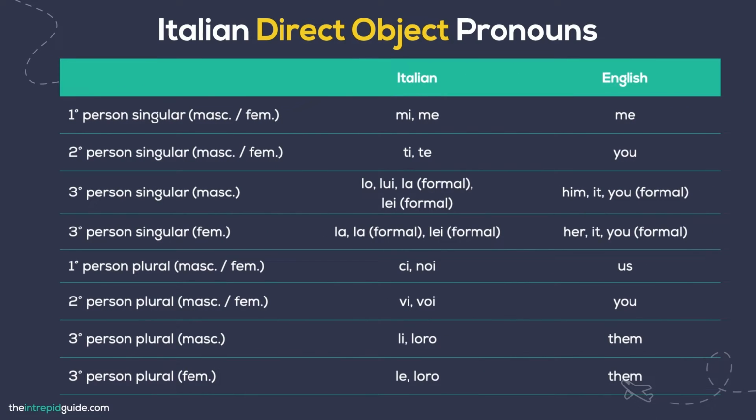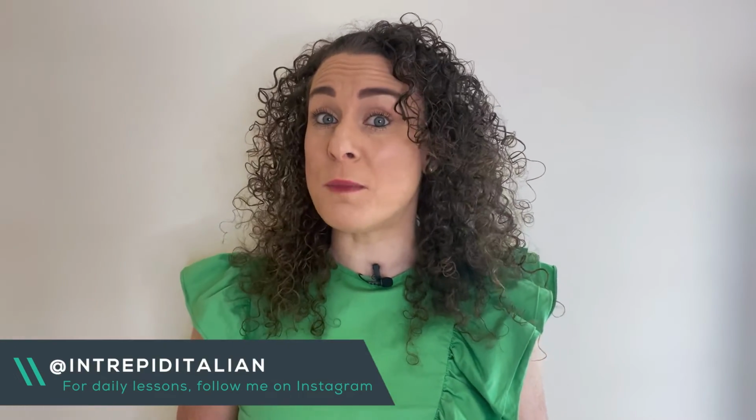Take a look at this table. Mi, me. Ti, te. Lo, lui. La, lei. Ci, noi. Vi, voi. Li, loro. Le, loro. Usually we put direct object pronouns right before the verb. However, there are exceptions, such as with the imperative verbs, where you stick them onto the end of the verb to form a single word.